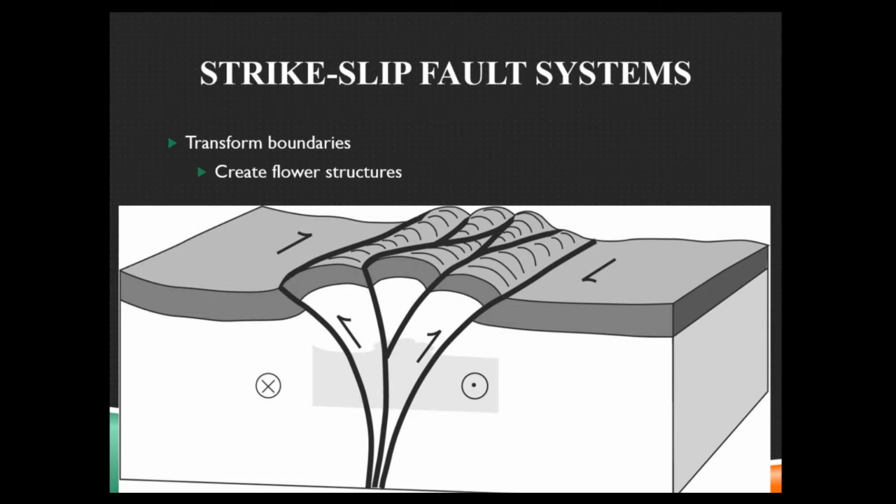Very, very common are these things called flower structures. This is always in a transform boundary, so a strike-slip fault like the San Andreas fault, and we get a flower system. It looks like a flower if you have a big cutaway view, and you can see this little flower in the middle here.